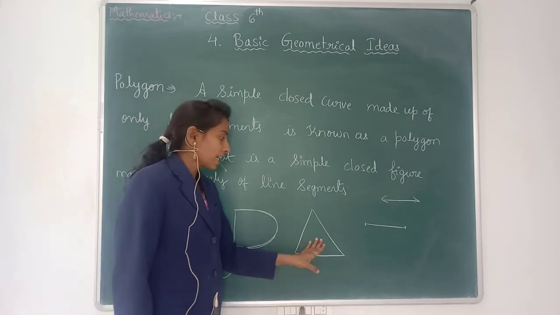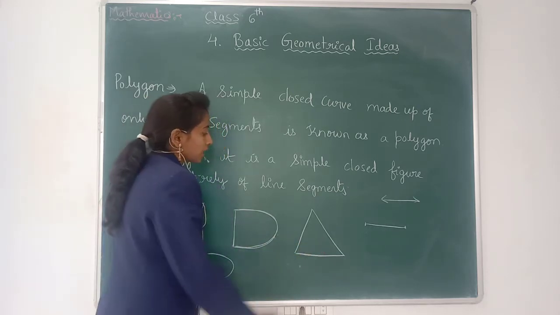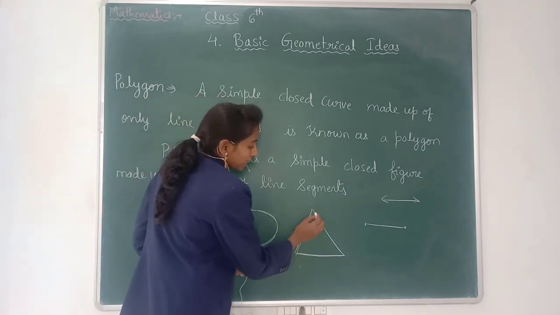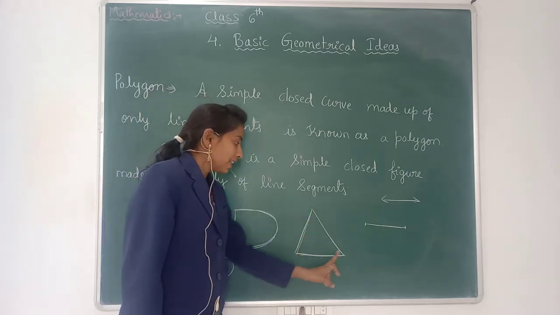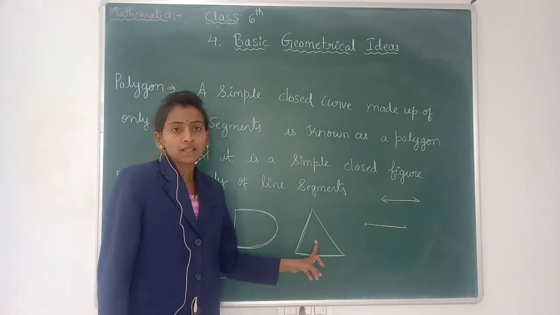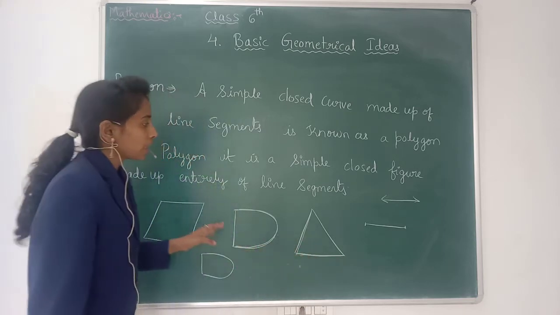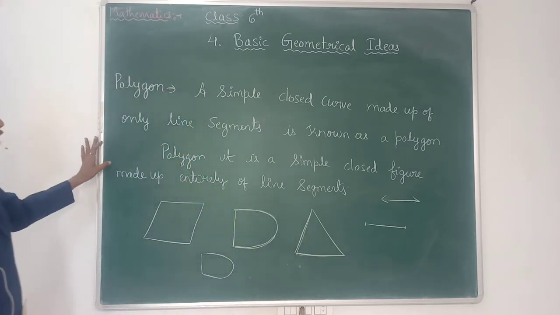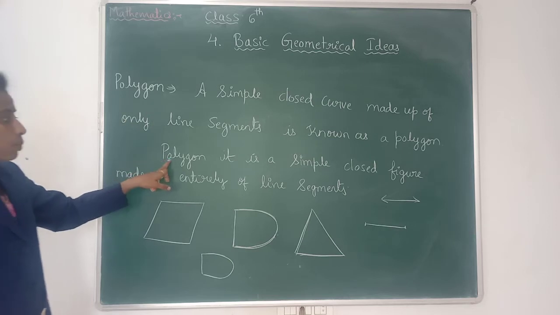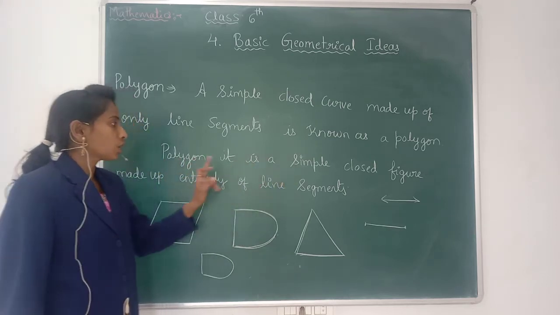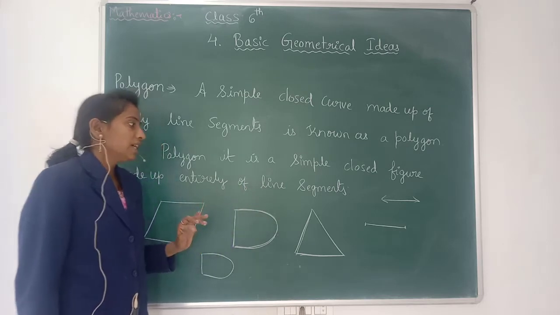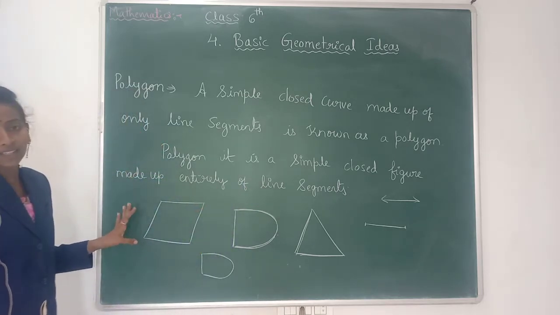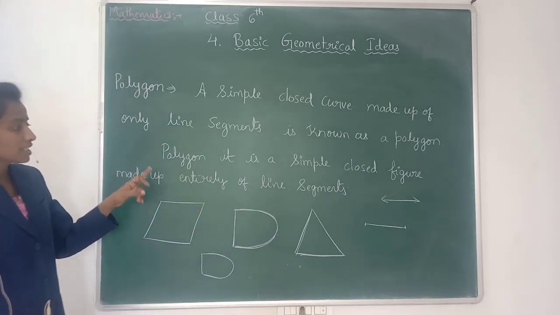Here again we have a triangle. Here also we have 3 line segments, and by joining the line segments we get a closed curve. So this is all about the polygon definition. A polygon is a simple closed figure made up entirely of line segments. It is made up of line segments only, so it is a closed figure.